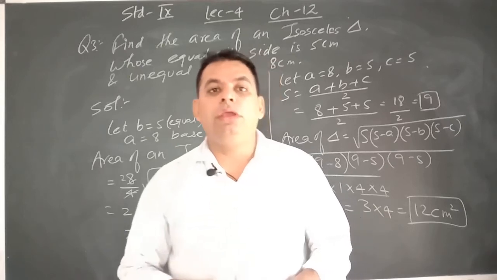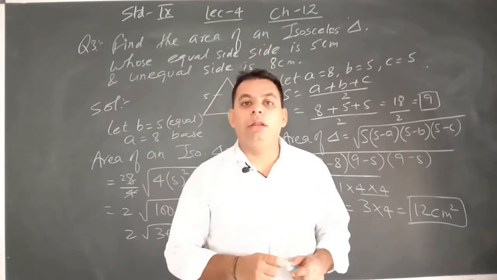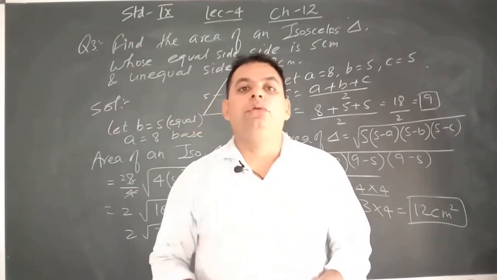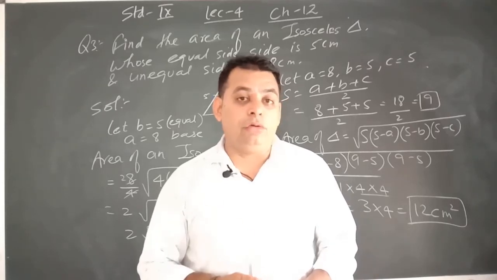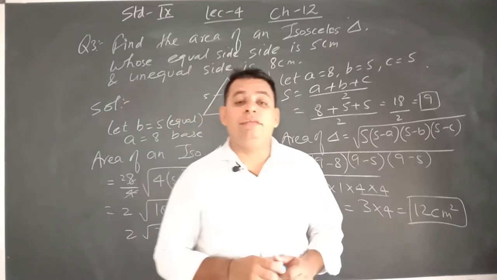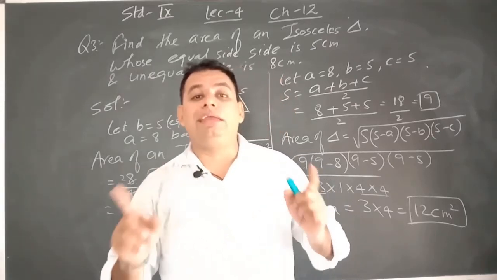Before Heron derived Heron's formula, it was very impossible to derive an area of a scalene triangle. What is a scalene triangle? Again then the question comes. A scalene triangle is a triangle having all unequal sides.